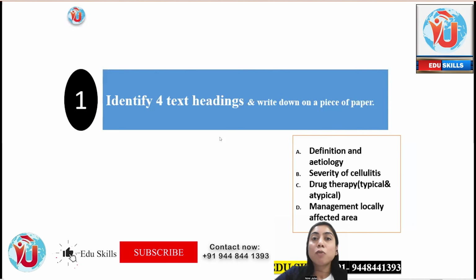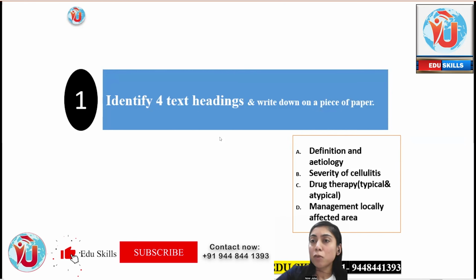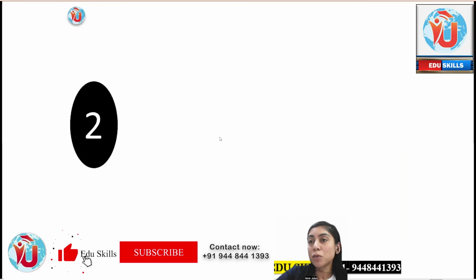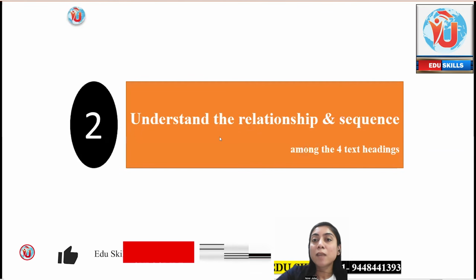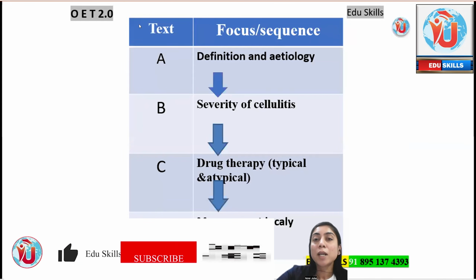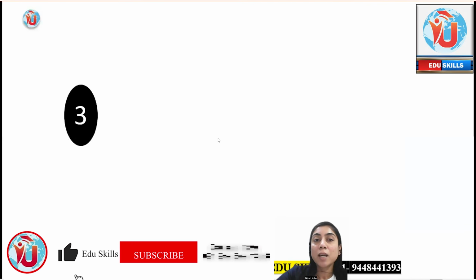Then identify 4 text headings and write them on a piece of paper. So this one, as I mentioned before, even on your exam day, if you forget, you can write something on the side of the paper, like a definition or something, so you will remember. Then understand the relationship and sequence among the 4 texts. So here, focus on the definition and etiology, severity of cellulitis, then the drug therapy, management of locally affected area.